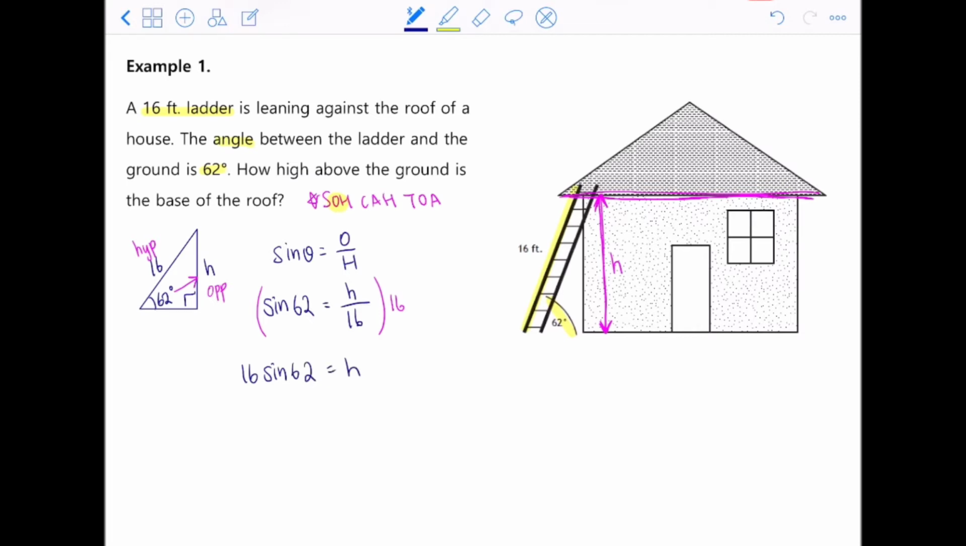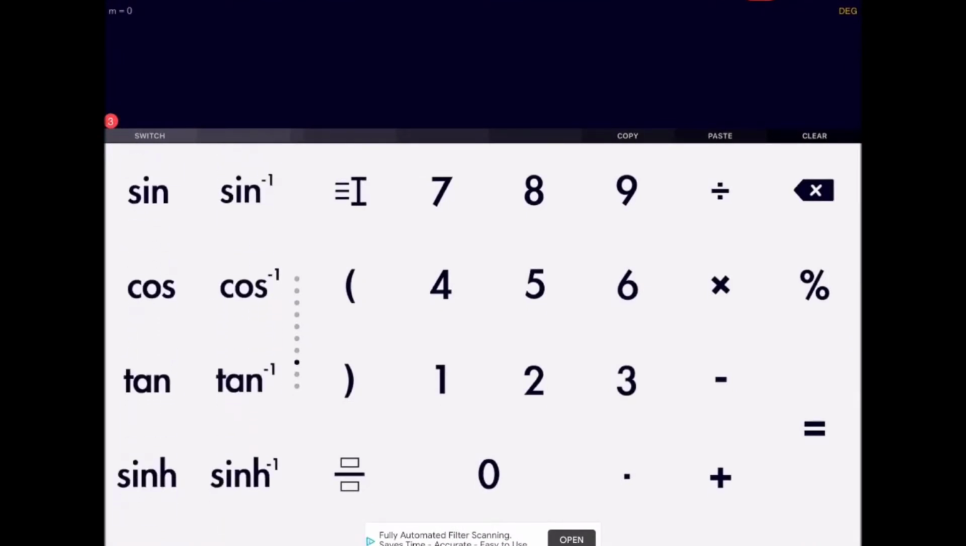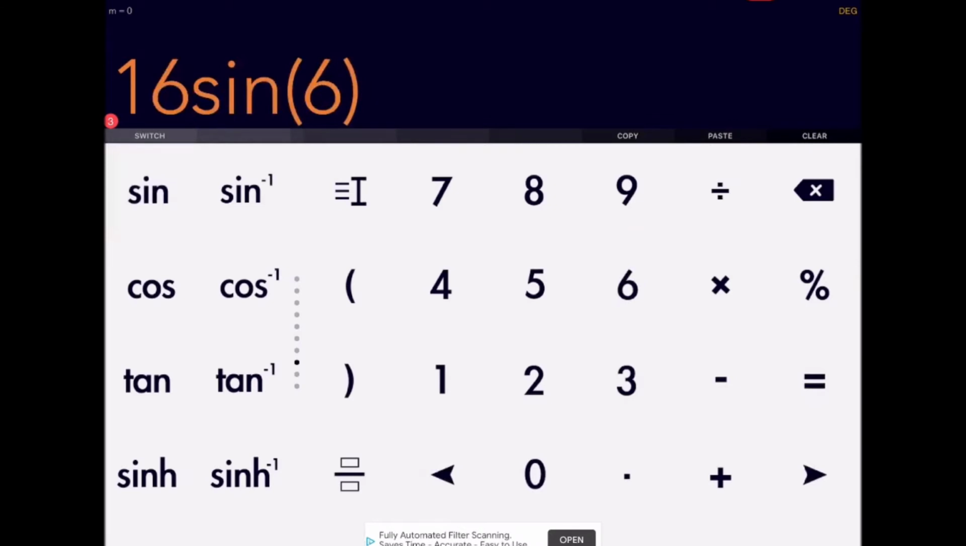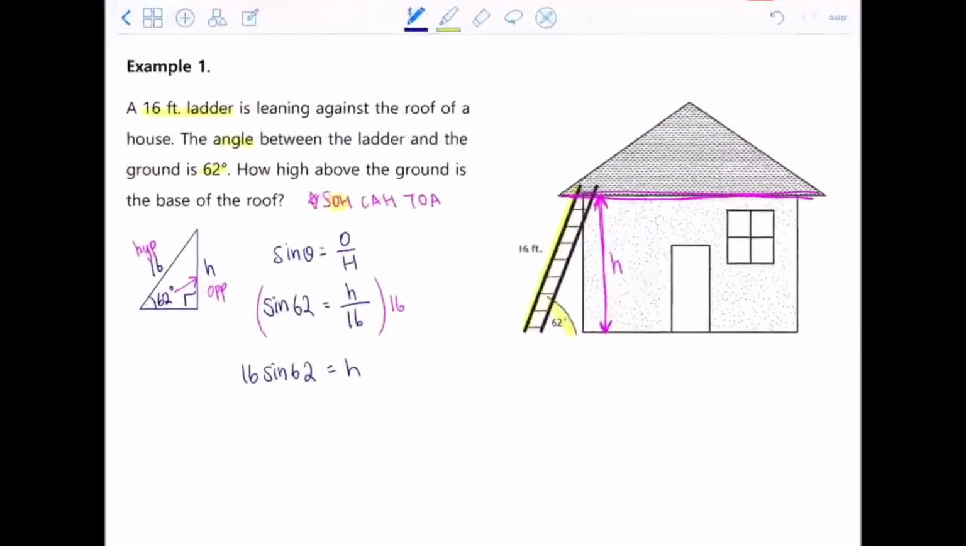Right, so let's plug it into the calculator and see if our answer works out. So we have 16 times sine of 62, and again double check that it's in degree mode, and enter it. So we have 14.1272. And it looks like I didn't specify how many decimal places we need to use, so I'm just going to stick to 2 decimal places. And next time for you guys as well, if you're not sure, just write 2 decimal places as well.